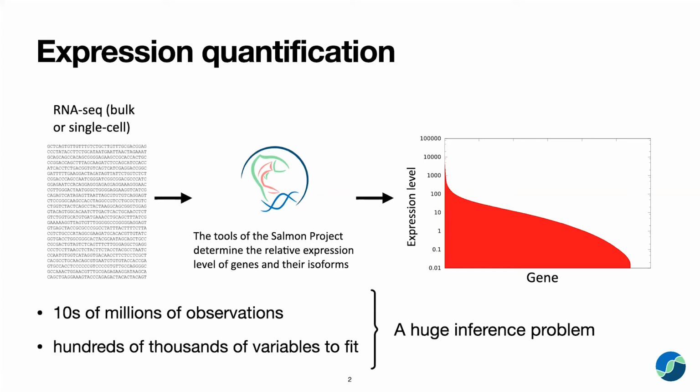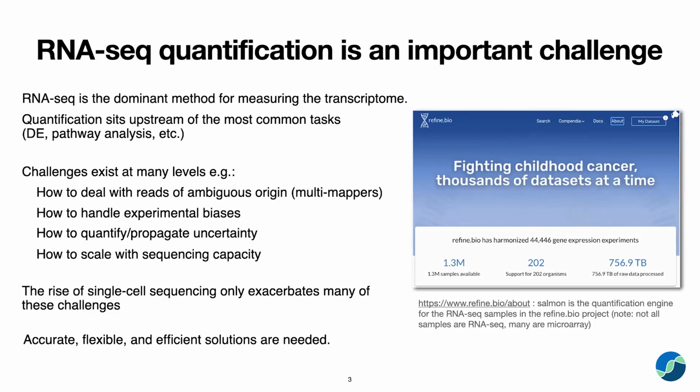And so this is really a huge inference problem. We have tens of millions of reads. These are the observations, and we have, depending, 20 to 200,000 variables, which are the expression levels of the transcripts and genes that you want to infer, and that we have to fit. So what Salmon, the suite of tools, solves is this really big inference problem to try to estimate these expression levels. And estimating gene expression levels with RNA-seq is a hugely important biological assay.